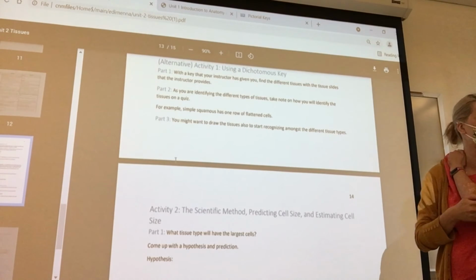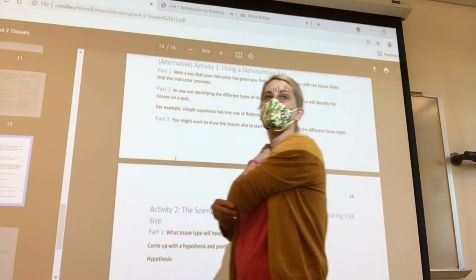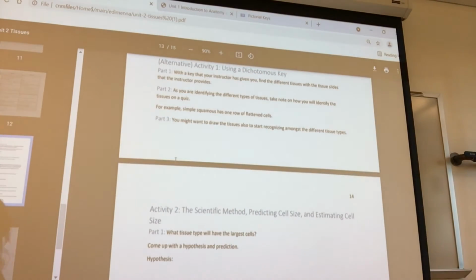Do maybe simple drawings. Put a lot of effort into it, because I know how long it takes to put a dichotomous key together. That's like a 5-hour situation. I want to do a 5-hour situation on this because you need to know this if you're going into healthcare.